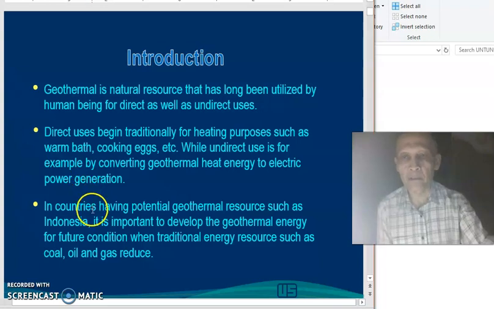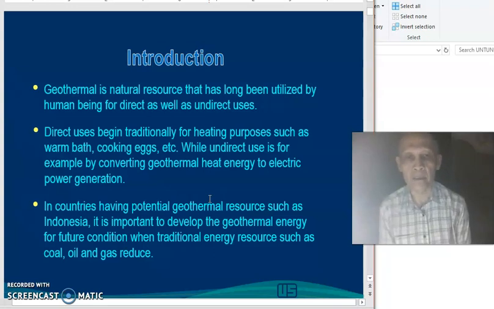As we all know, geothermal is a natural resource that has been utilized by human beings, whether for direct or indirect use. The direct use is for heating purposes, such as for boiling, for bathing, and other traditional utilization. The indirect use is, for example, using heat from the magma, the groundwater can become steam, and the steam is utilized for rotating the turbine in geothermal electric power generation. That has already been used for a long time.